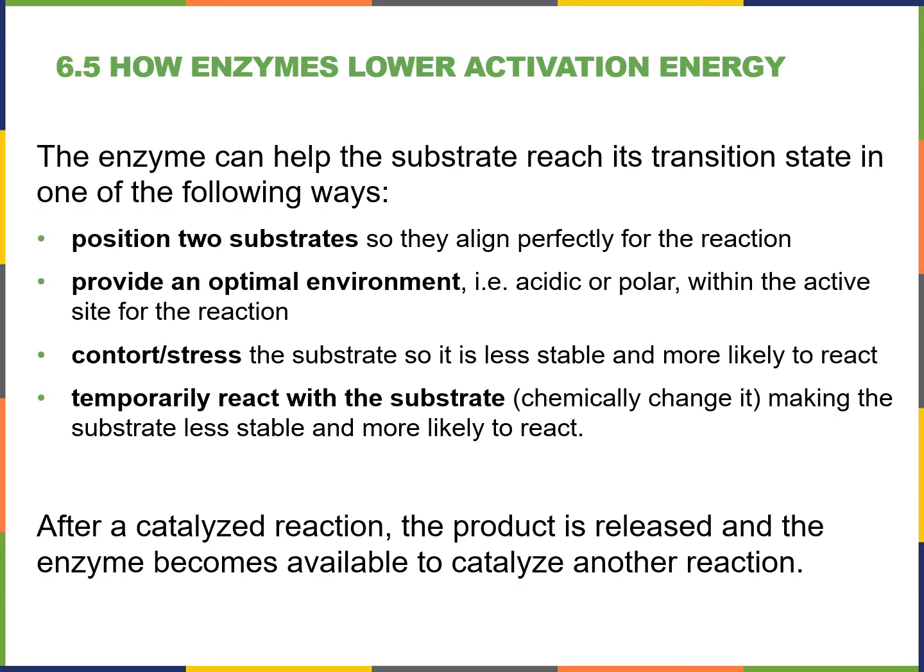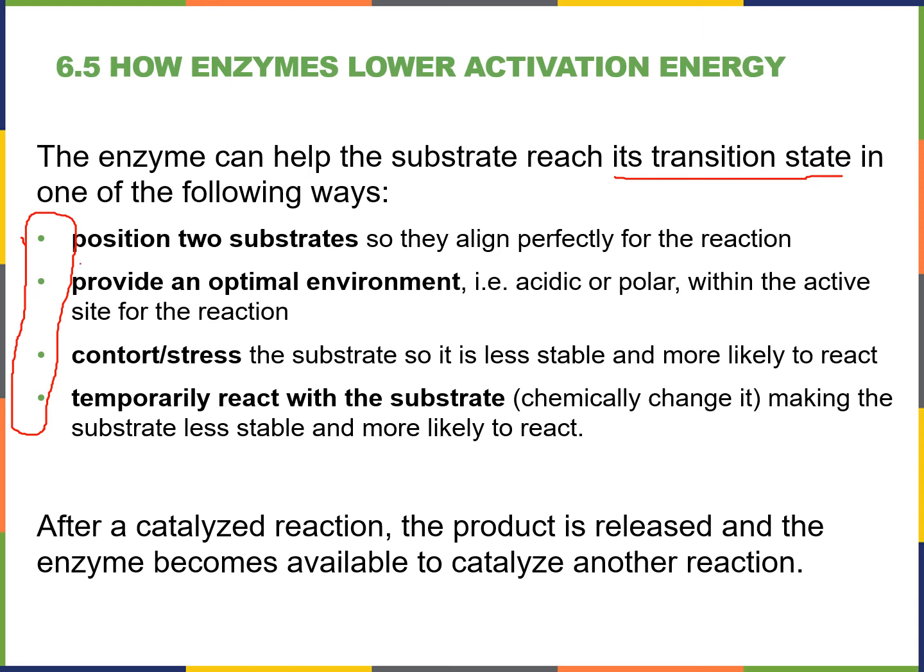So how exactly do enzymes contribute to lowering activation energy? How do they help the chemical processes and chemical reactions actually speed up? So what they actually do is they help the substrate reach its transition state. Remember, the transition state is that unstable state. So these 4 elements here are very important for you to know. These are 4 elements of how the enzyme helps the substrate reach its transition state.